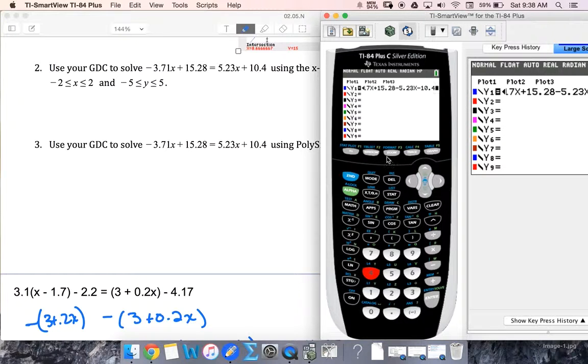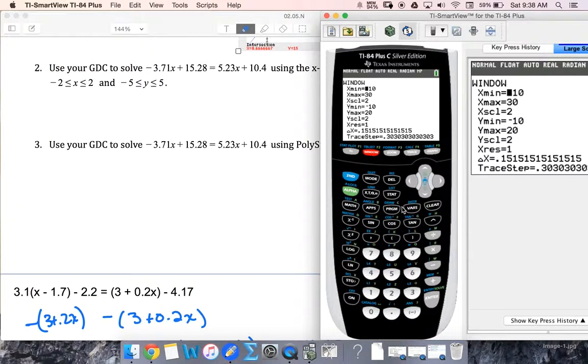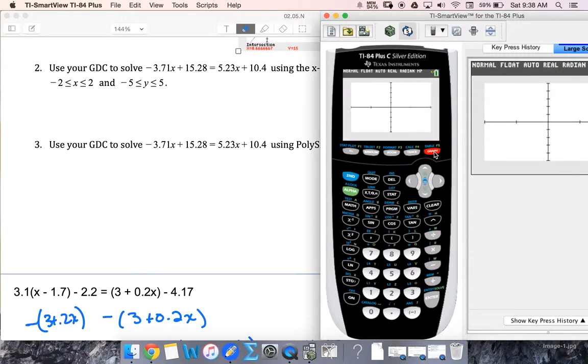They tell me my window. Now I want my smallest x to be negative 2 and my biggest x to be positive 2. That tells me my x-intercept must be somewhere between those two things. For y, negative 5, oops. With those values, I'm just going to count by 1. Now I've got negative 5 to positive 5. Again, I'm going to count by 1. And let's look at the graph.